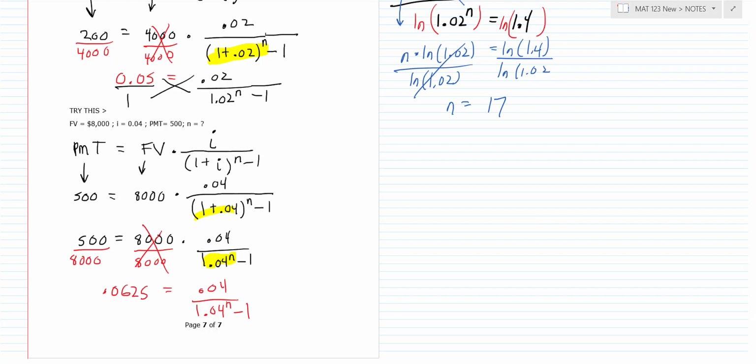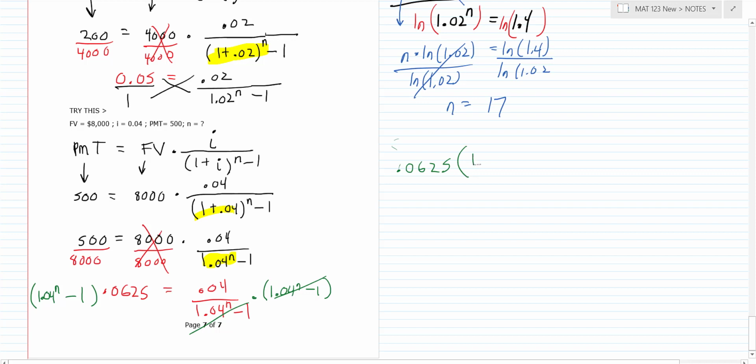Okay. Or if you want to, you can do this. You haven't seen me cross multiply very much this semester, maybe. So, I mean, you're just trying to get rid of a fraction. You're just trying to make that go away. So you got to multiply that to both sides. So you can do it this way if you want to. It's the same thing as cross multiplication. Okay. So it goes like that. All right. So what I've got left then, I'm going to write this as 0.0625 times 1.04^n minus 1 equals 0.04. Okay, like that.